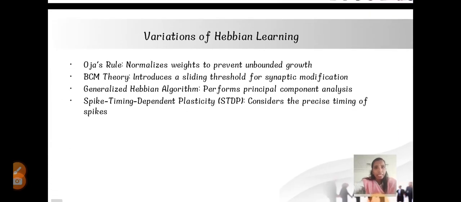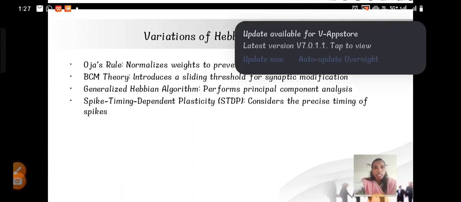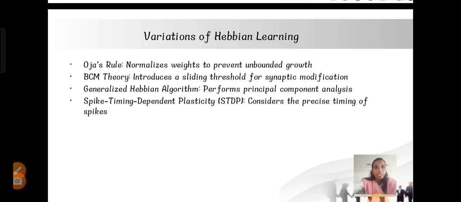Variations of Hebbian learning. Oja's rule normalizes weights to prevent unbounded growth. BCM theory introduces a sliding threshold for synaptic modification. The generalized Hebbian algorithm performs principal component analysis. STDP, the spike timing dependent plasticity, considers the timing of spikes.